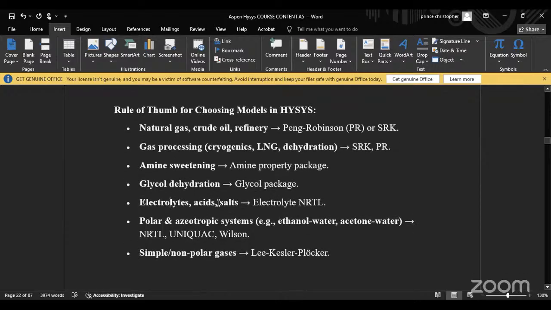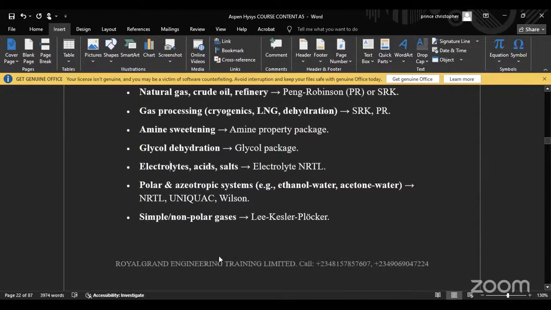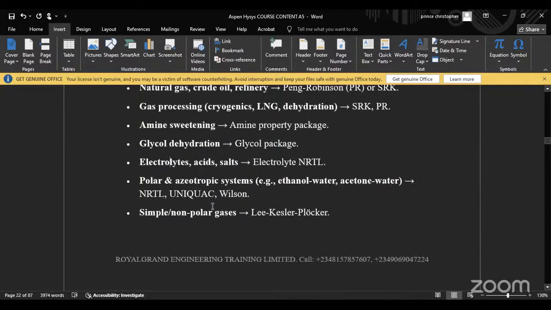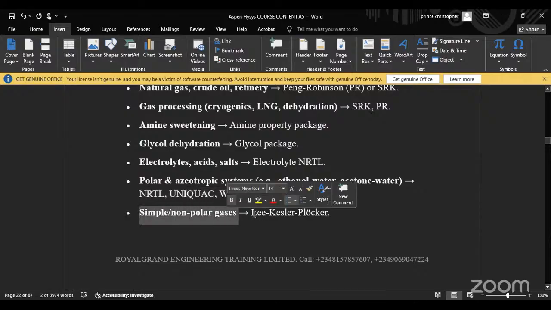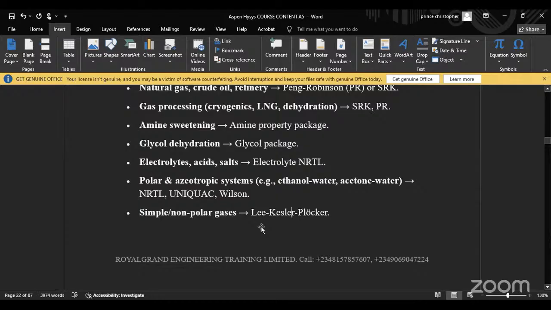For electrolytes, acid, and salt, we use electrolyte NRTL. For polar and azeotropic systems, e.g., ethanol-water and acetone-water, NRTL, UNIQUAC, and Wilson are the packages we use for polar systems. Then for simple non-polar gases, we can use the Lee-Kesler-Plöcker.